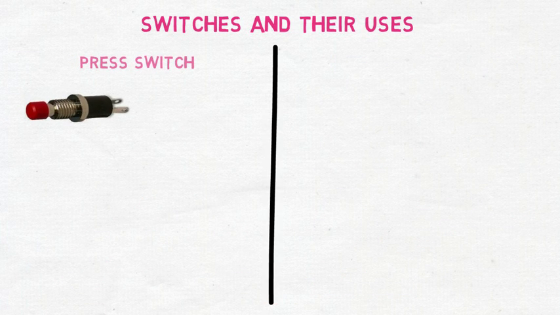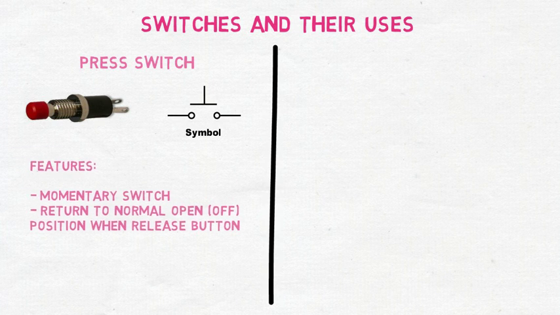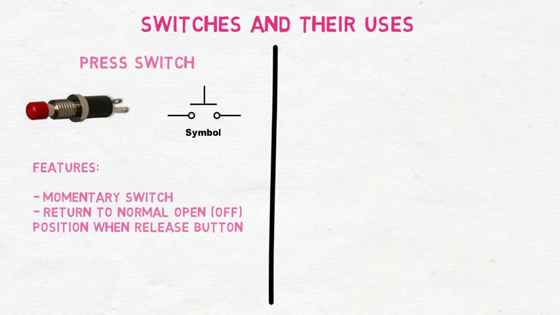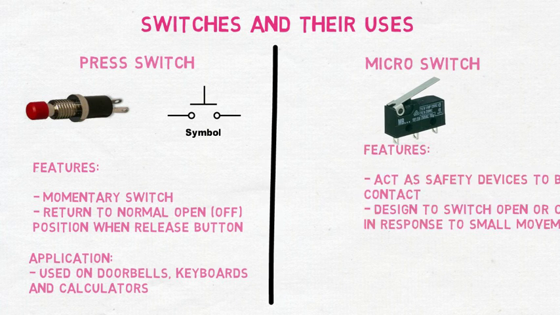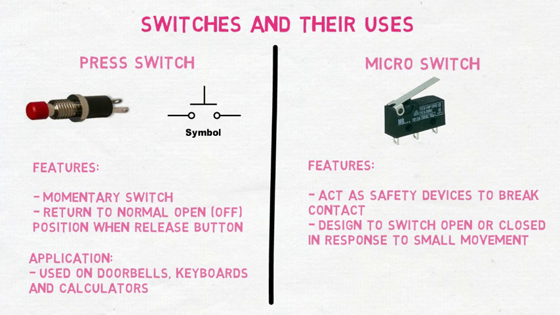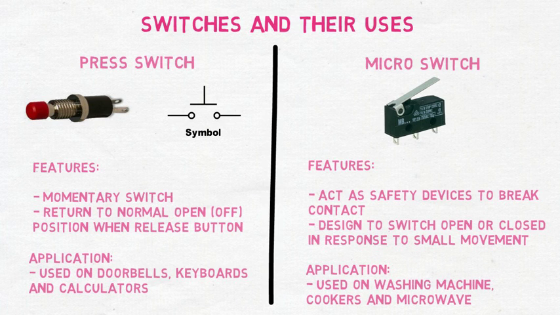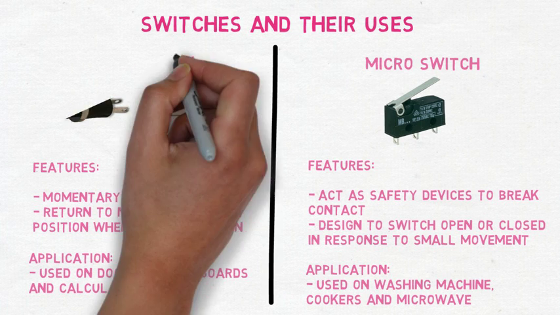Next, we will look at the press switch. The press switch is a momentary switch. It returns to normal off position when button is released. It is used on doorbells, keyboards, and calculators. The micro switch. It acts as a safety device to break contact. It is designed to switch open or closed in response to small movement. Application is used in washing machine, cookers, and microwave.